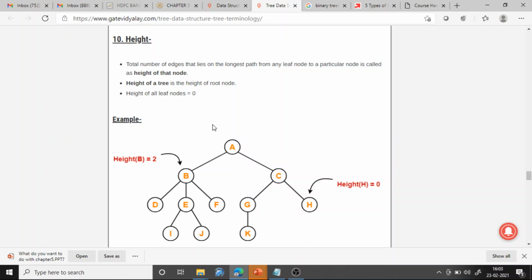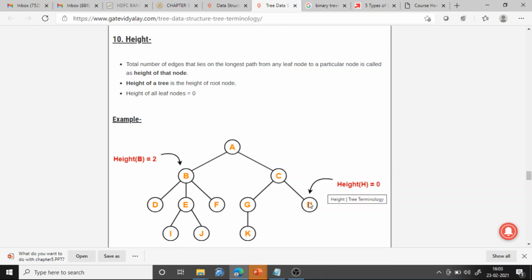Okay? So height of the node, in the sense, the number of edges that lie on the longest path from any leaf node to a particular node, is called the height of that particular node. For example, if you take B, what is the height of B? To identify the height of B, you have to go up to J. How many levels are there? 1, 2. So height of B is 2.